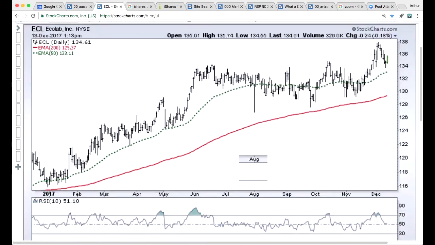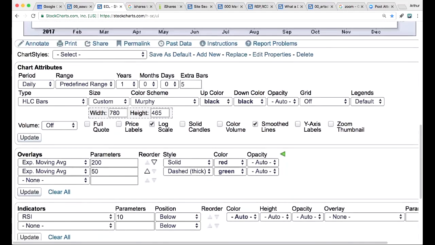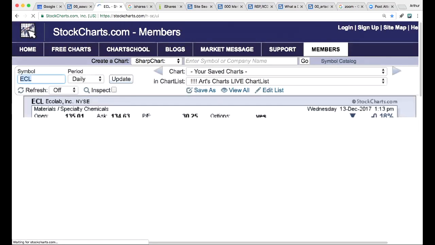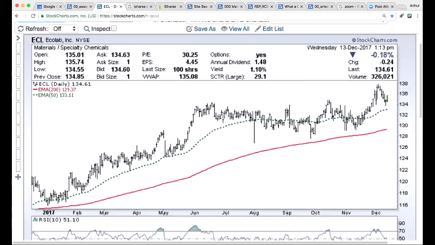Some of those companies that were asked in the 10 for 10, you need to use the full quote to find out what they did. When you click that box and update, we can see we have materials, specialty chemicals. The materials sector is one of the strongest sectors there is, so that is going for it. We're in a bull market, that is going for it. As far as being on the long side, it had a 52-week high here.